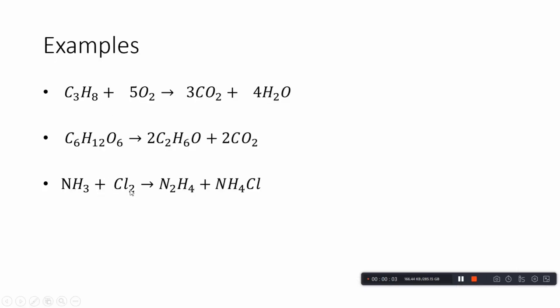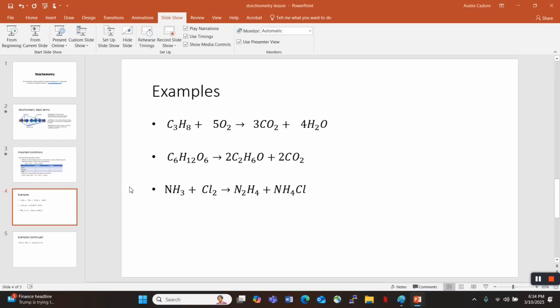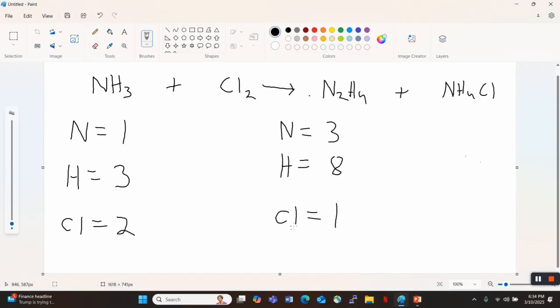So moving on to our third example, we have the synthesis of hydrazine, N2H4, and ammonium chloride, NH4Cl, from ammonia and chloride. So similar to our last problem, we can start this example by performing atom balances on the reagent and product sides of our reaction. And if you take a look, you'll see that on the reactant side, we initially have one nitrogen atom, three hydrogens, and two chloride atoms. On the right-hand side of the reaction, we have three nitrogens, eight hydrogens, and one chloride atom.